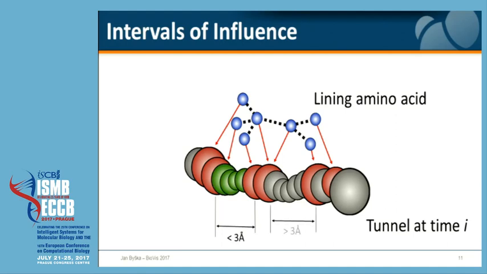And we continue in a similar manner. The threshold of 3 angstroms is not selected randomly. This comes from the fact that our domain experts consider 3 angstroms to be the threshold for a single amino acid to be influencing the tunnel in the first place.